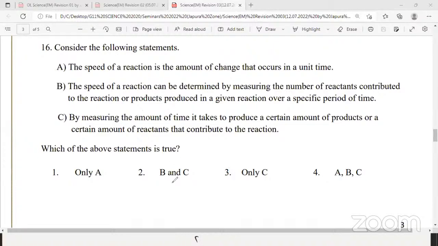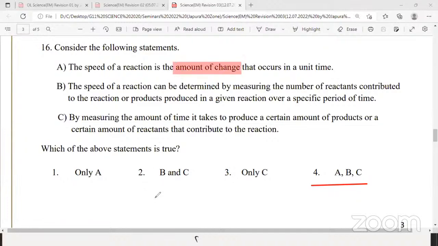Very good. All of you are correct. The answer is fourth. You can measure the rate of reaction. The speed of reaction is the amount of change that occurs in unit time. Amount of change means maybe the reactants or the products. Here, amount of change means what? Either reactants or the products.